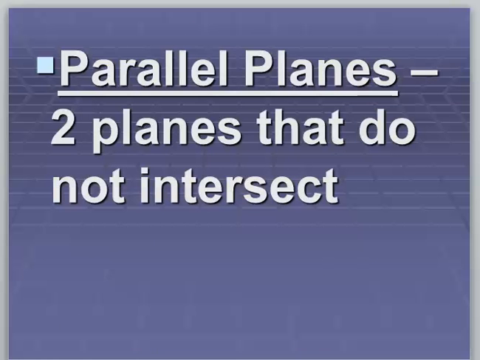Parallel planes are two planes that do not intersect. For example, the top of the box and the bottom of the box are parallel planes. The left and right sides of the box are parallel planes, and the front and back of the box are parallel planes.